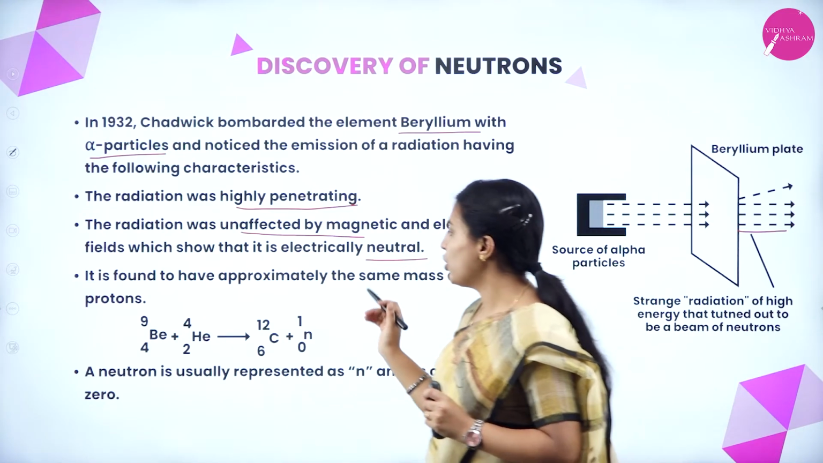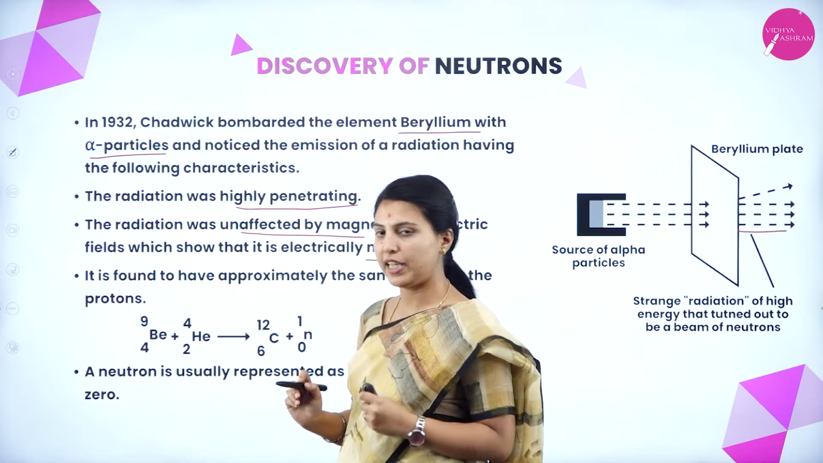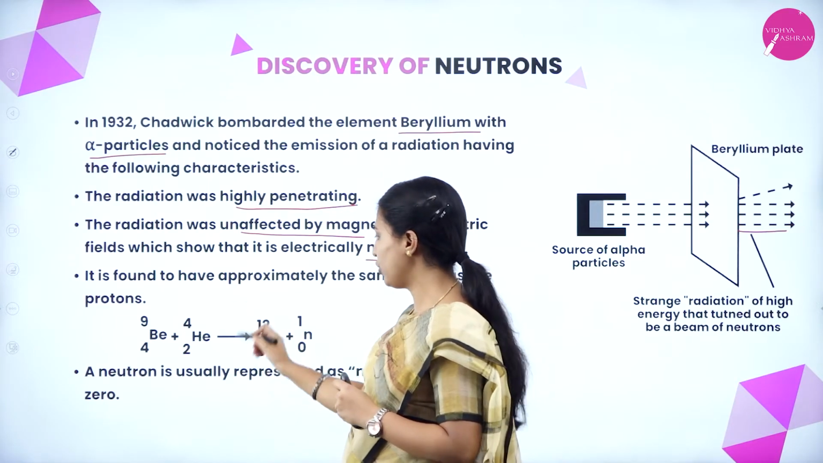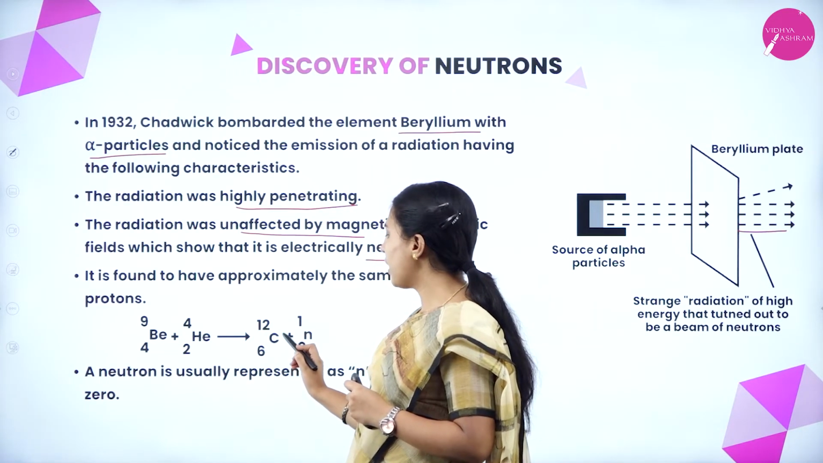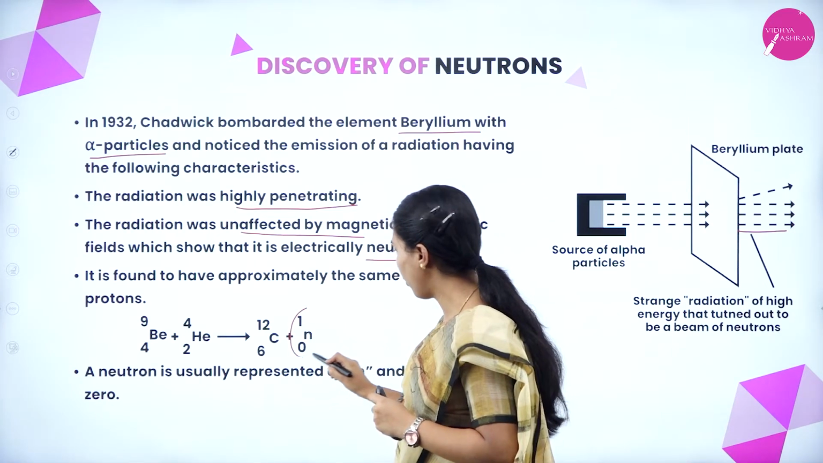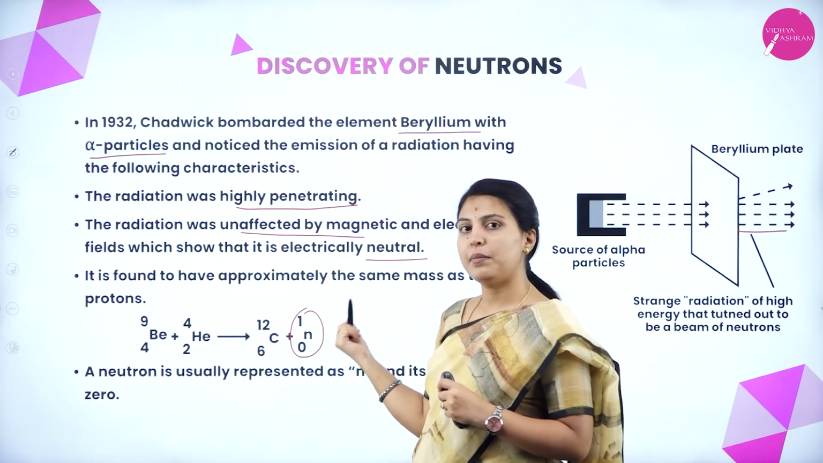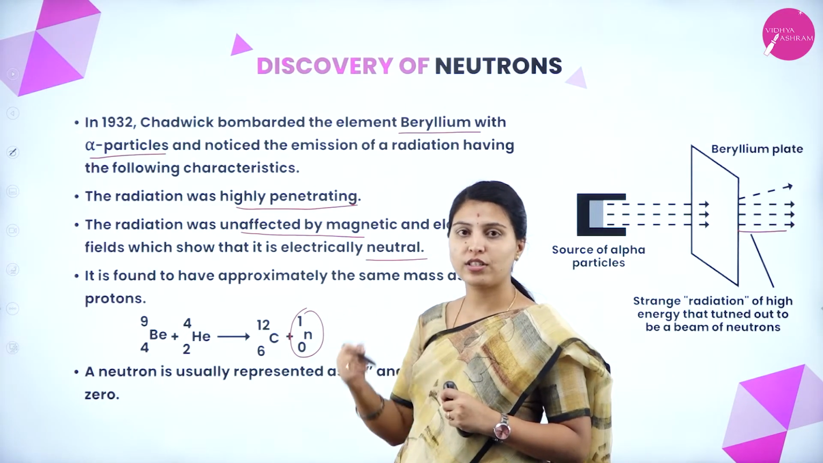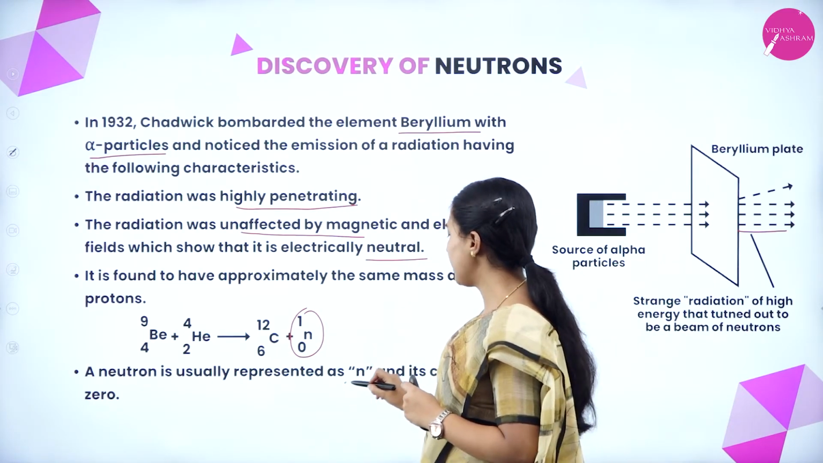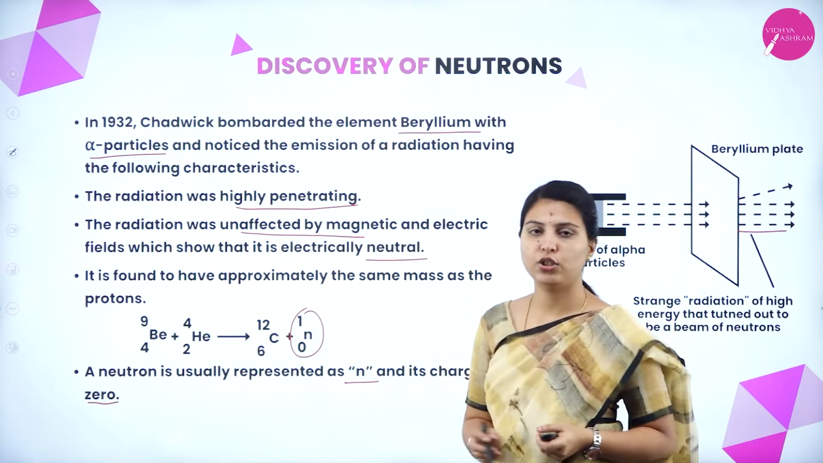That prediction was shown to be correct in this reaction. After this experiment, beryllium hit by alpha particles gave carbon and the neutron. This is the neutron, and it showed that the mass of the neutron is also present in the atom. A neutron is usually represented as n, and its charge is 0 because it is completely neutral in nature.